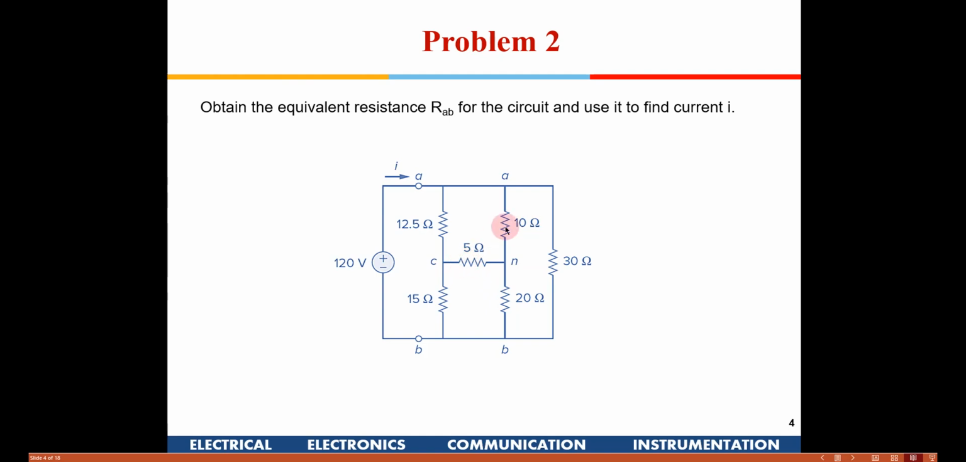So let's try and convert this 5, 10 and 20 into a delta connection. Where will one arm of the delta be? It will be between A and C. That will get in parallel with 12.5. The next arm will be between A and B. That will again get in parallel with this 15 ohms, and the third arm will be between A and B. That will get in parallel with this 30 ohm. So you see, this entire thing becomes pretty simplified. We are going to convert this 5, 10 and 20 star into a delta connection.